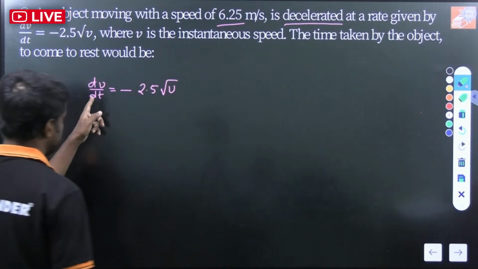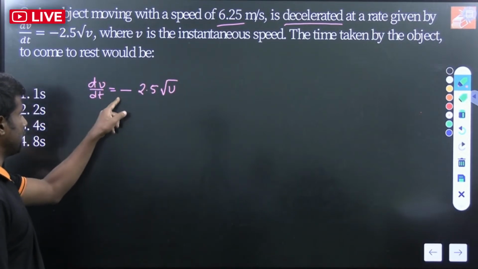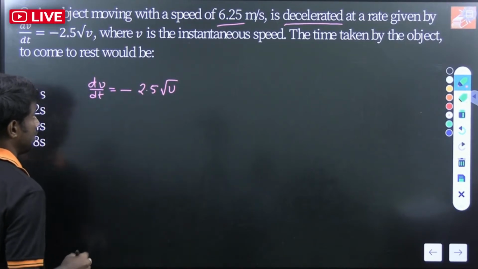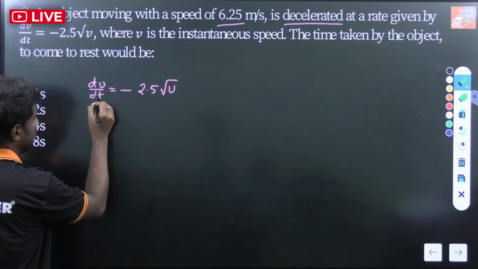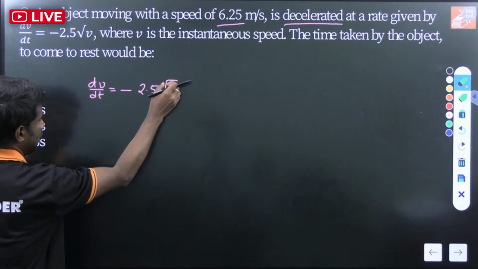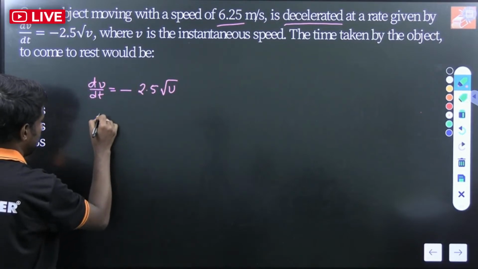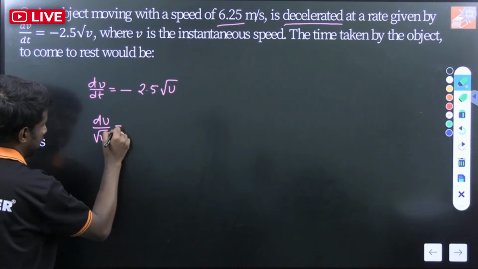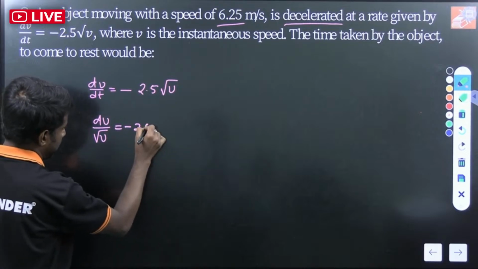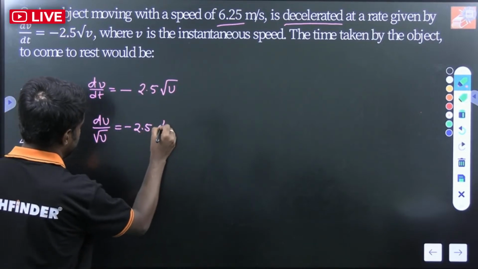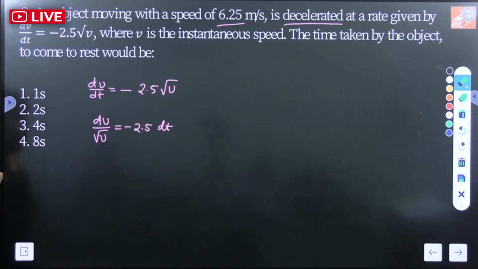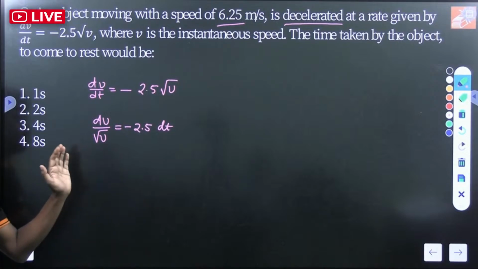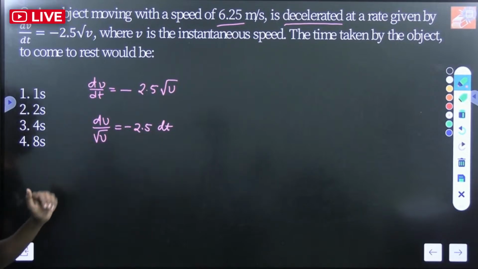So you can see that there are only two functions, velocity and time. So we can separate these two functions onto two sides of the equation. dv and velocity go on one side, and time goes on the other. So we can write dv by root v equal to minus 2.5 into dt. Now we have to integrate, and we will get speed as a function of time.